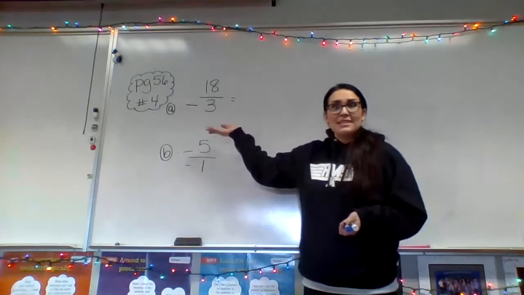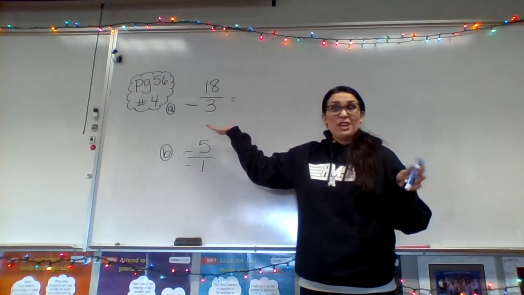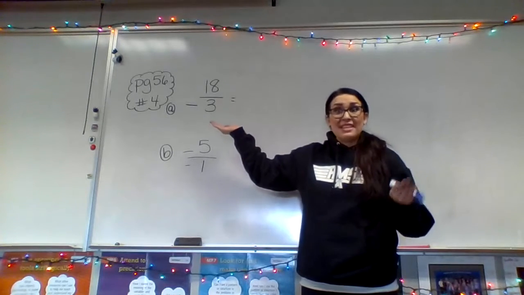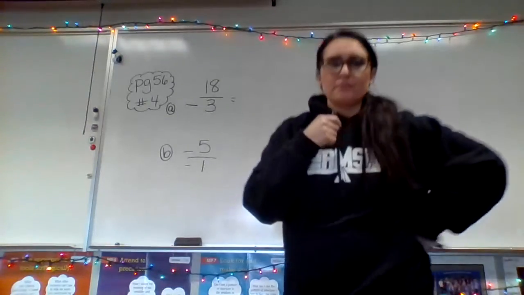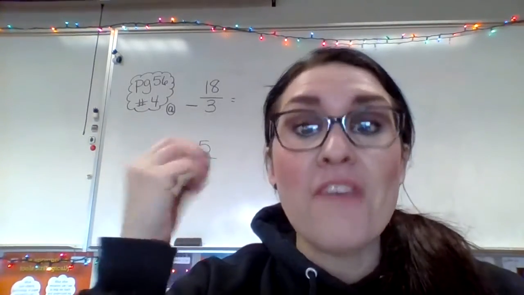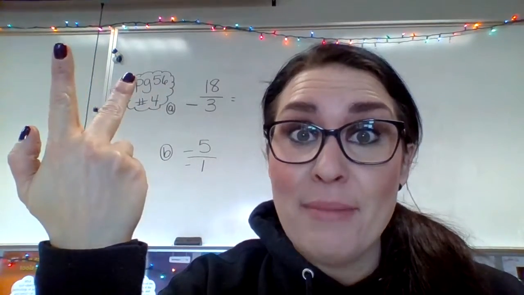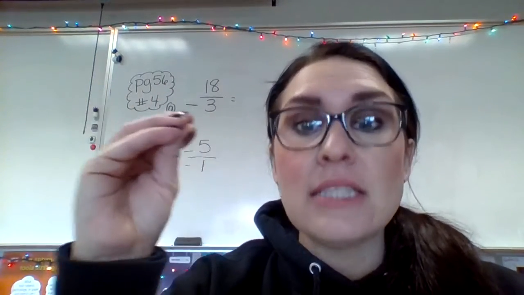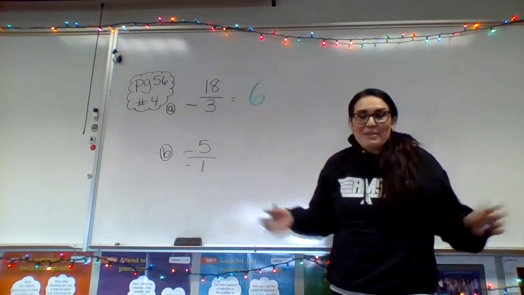So the first one, my friends, is 18 divided by -3. So first, let's forget about the sign, and let's just think of what's 18 divided by 3. If you can't remember what 18 divided by 3 is, just flip it and use your fact family. So you can think of 3 times what will give me 18. You're right, it's going to be 6.